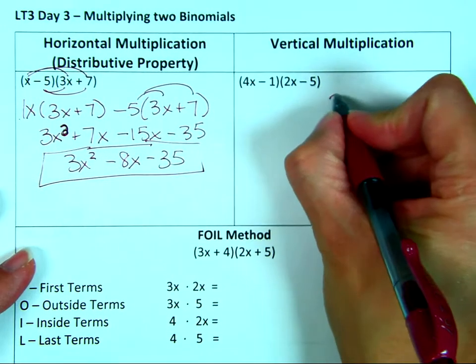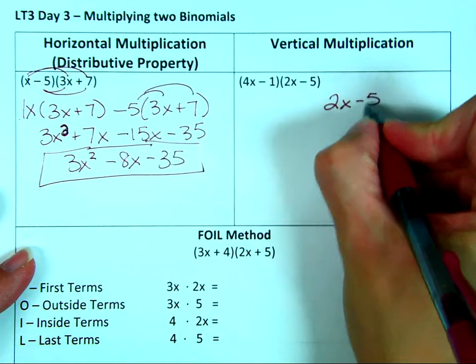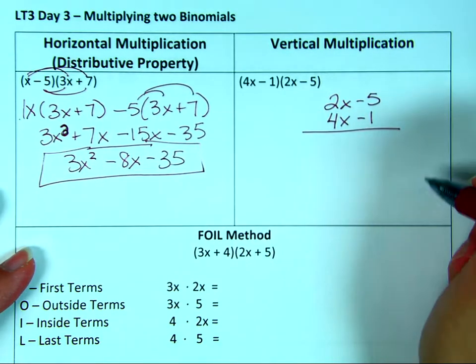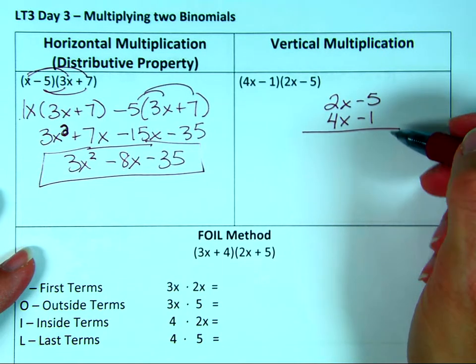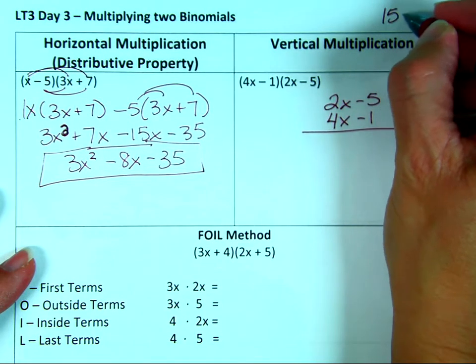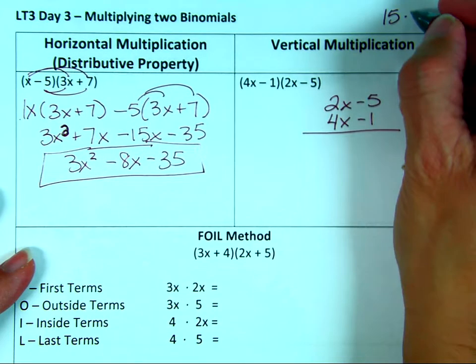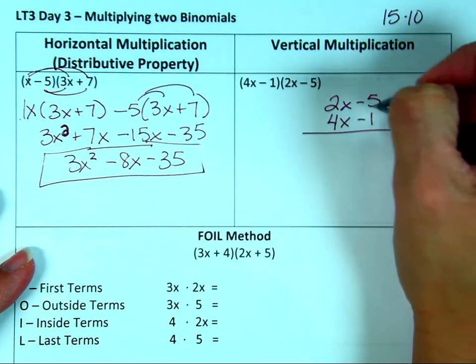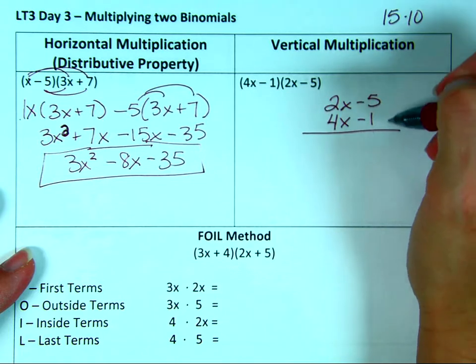So for the vertical method, we write them on top of each other vertically, and then we multiply like we were used to when we were kids. Now, does it matter which one goes on the top? No. Remember, multiplication is commutative. 15 times 10 is 150. 10 times 15 is 150. So it doesn't matter which one you put on the top at all.